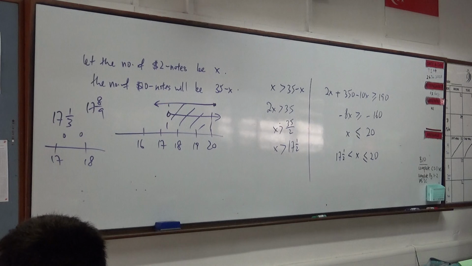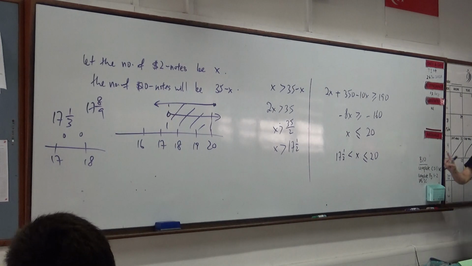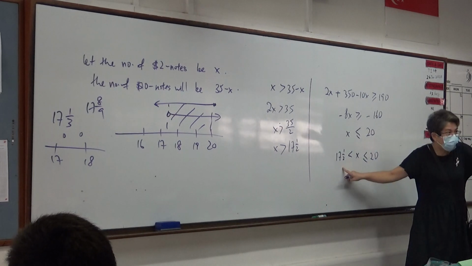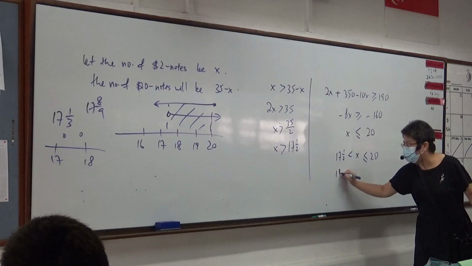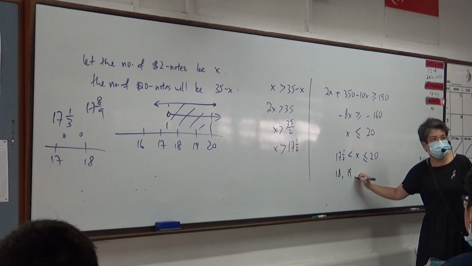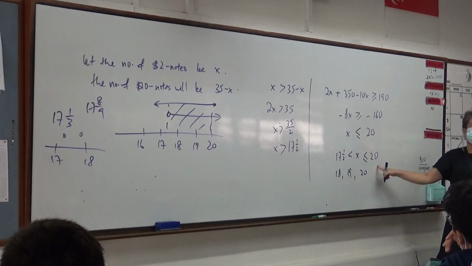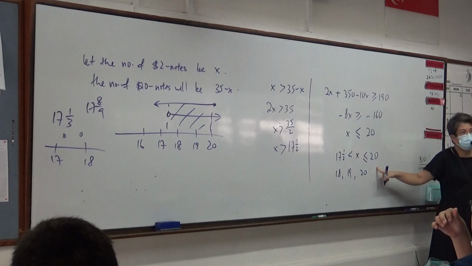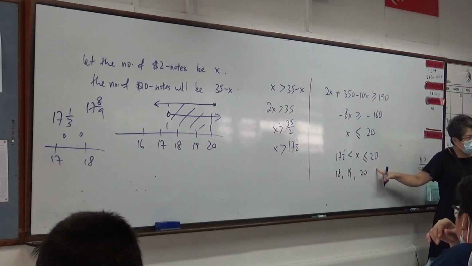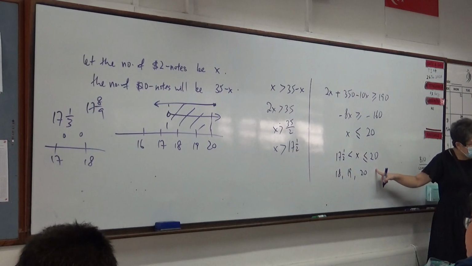Correct? Now, the question asks to find the possible numbers of $2 notes in the envelope. That means x, you cannot have half a $2 note, understand? So it must be what? 18, 19, or 20. Understand? 18, 19, or 20. Okay? Can or cannot? Cannot.